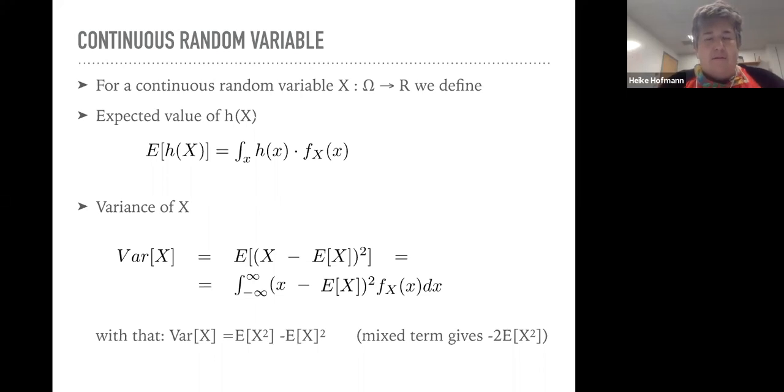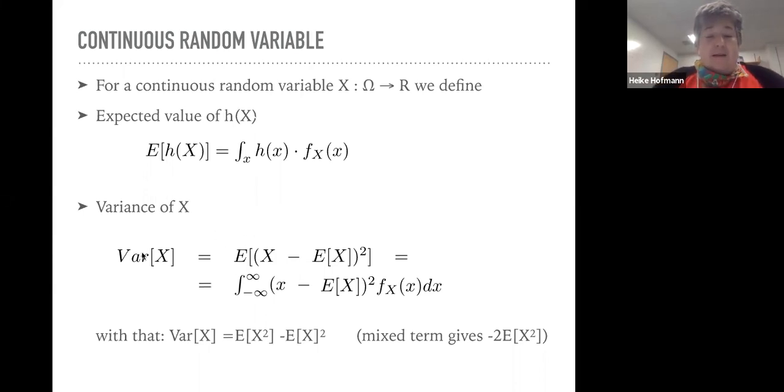a function of the random variable x is now defined as the integral over all possible values of x. So instead of the sum of the product of h of x times, originally we had the probability of this event to happen. Now we have a density function, and we integrate over the space of x to get a particular expected value out.